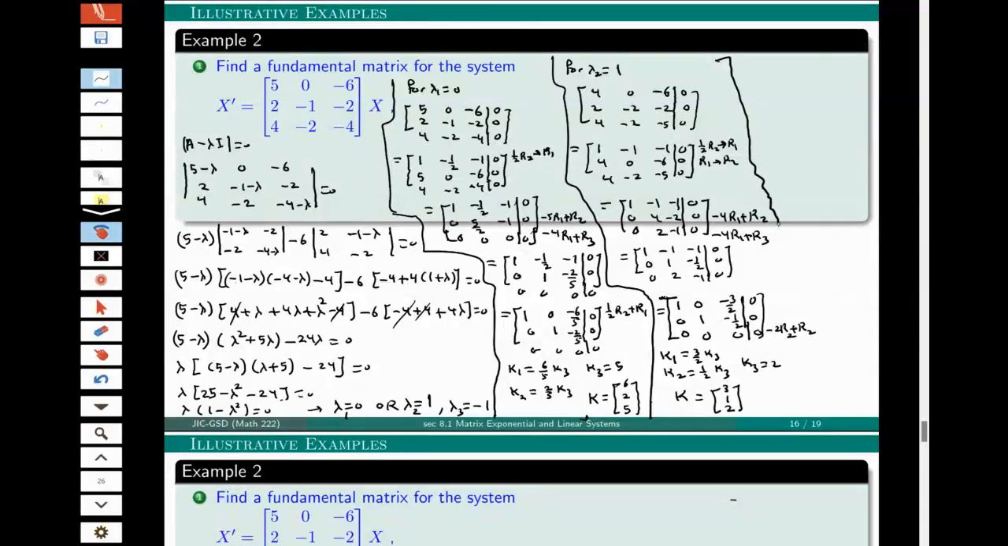Same story, we'll do it for lambda 3, which is minus 1. We will solve, we put minus 1, we will get 6, 0, minus 6. If we put minus 1, we'll get here 2, 0, minus 2. If I put minus 2, that will be minus 4 plus 1, which is minus 3.